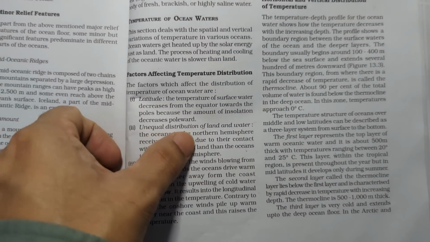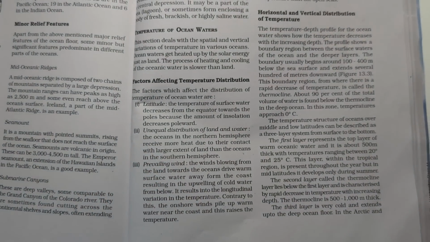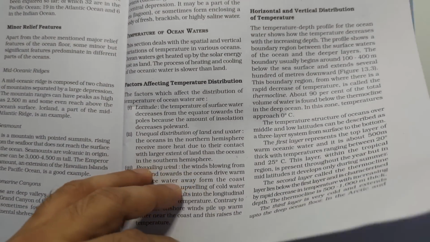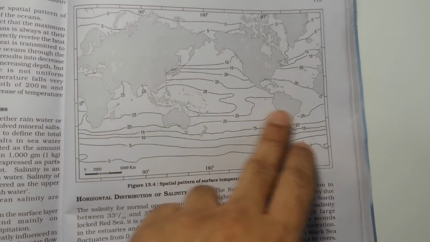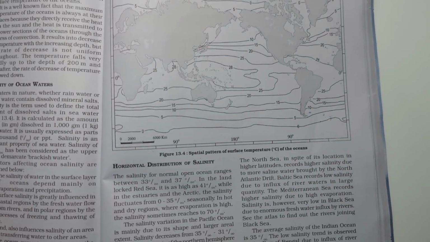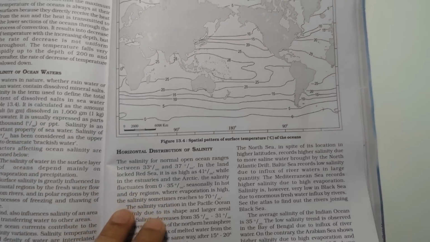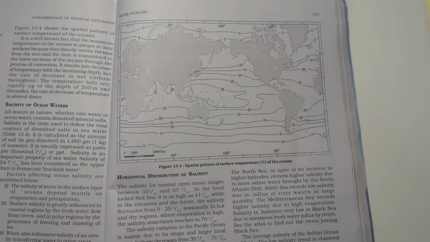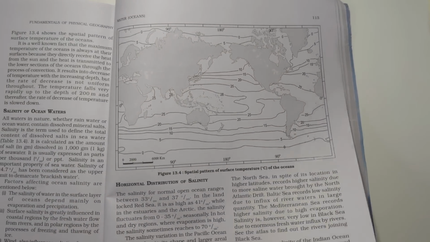Then remember the keyword unequal distribution of land and water. So the distribution of land and water is different. In the northern hemisphere, there is a larger amount of land compared to the southern hemisphere. Because of that, there is more contact with the heat. All right. So this way you should remember these particular concepts, and that is how you will get them right.